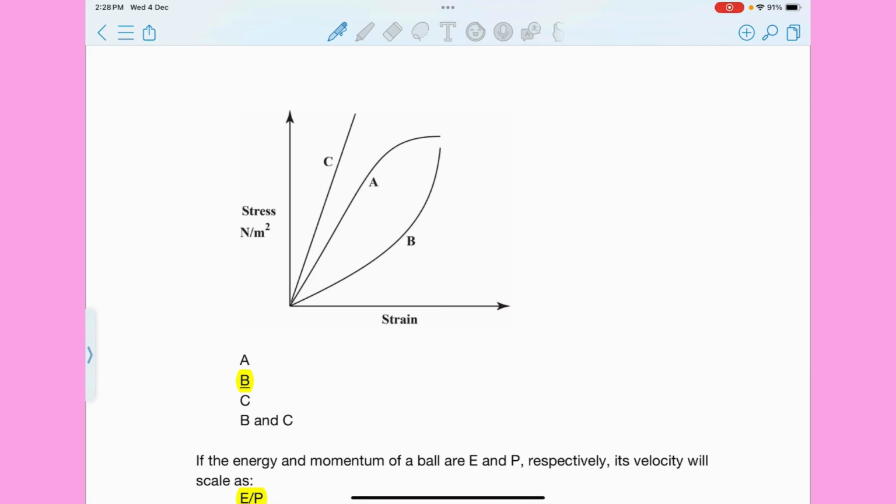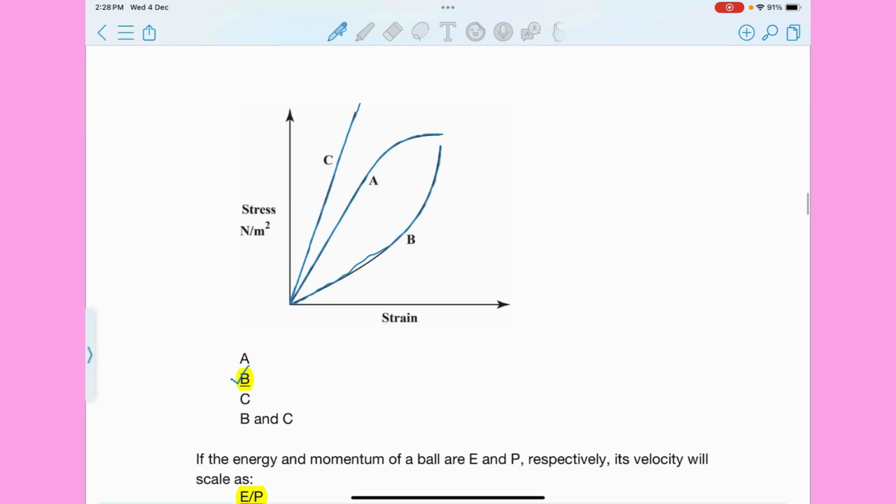We see in the C graph, the stress and the strain are directly proportional and the slope remains constant. That means the more you stretch, the more it will stretch. In figure A, it's getting into the negative, that means deformation is happening, not the case. But in option B, after a certain point the stress is not proportional to the strain, which is exactly what the elasticity of the skin shows. So option number B is the correct option.